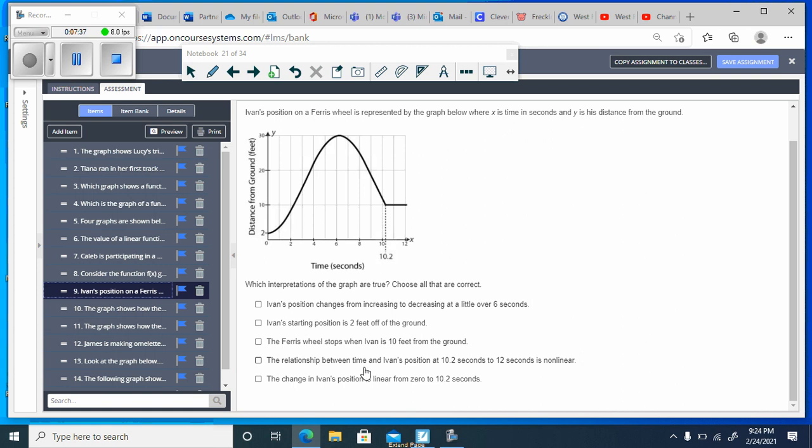The relationship between time and Ivan's position at 10.2 seconds to 12 seconds is nonlinear. No, that's linear, isn't it? Okay, that looks like a line. The change in Ivan's position is linear from 0 to 10.2 seconds. Nope. See, it's going up and down. Nope, not linear.